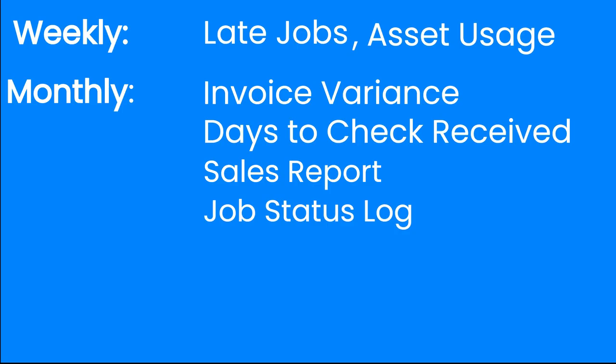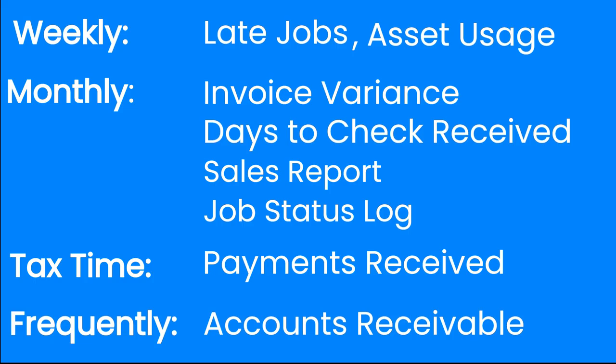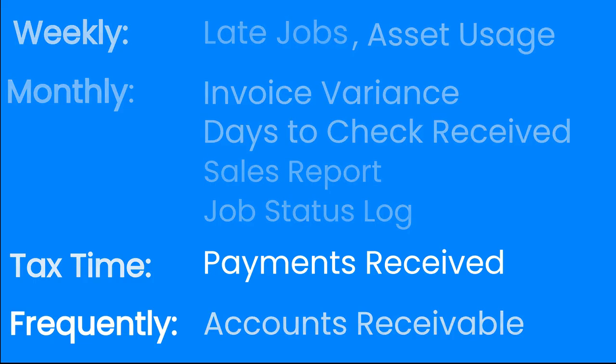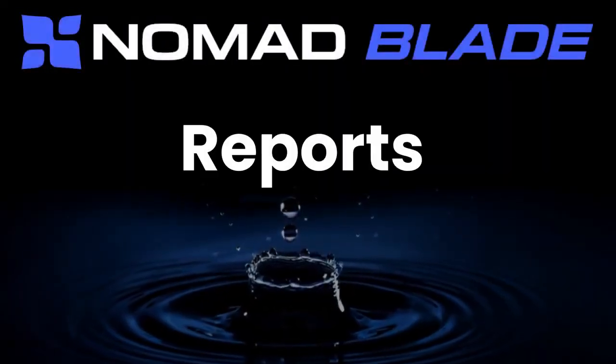Review the Job Status Log Report monthly to spot process delays and potential cash flow bottlenecks. Run the Payments Received Report at tax time to confirm taxable revenue. And lastly, review the Accounts Receivable Report frequently to stay on top of your cash flow and for regular financial planning. Okay, that's a quick overview of Blade Reports.